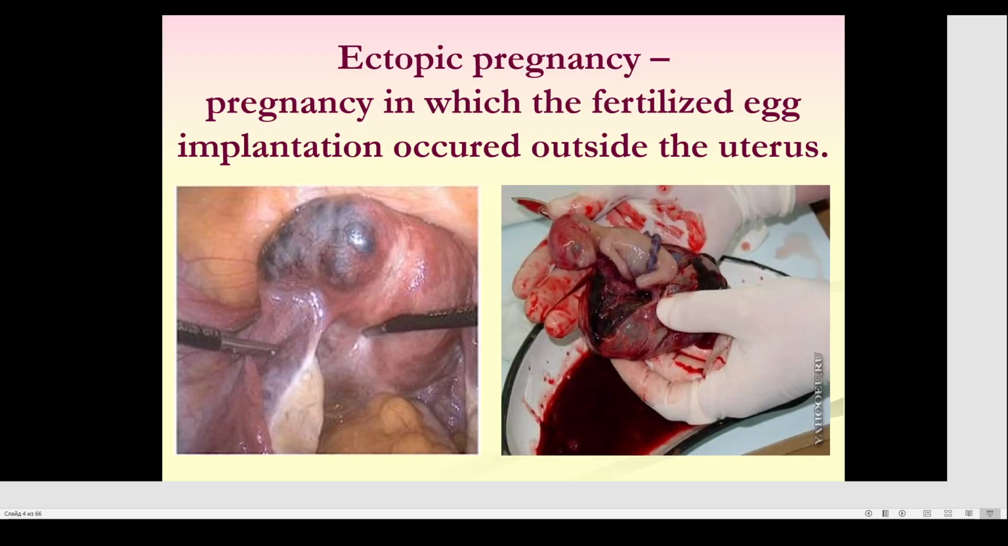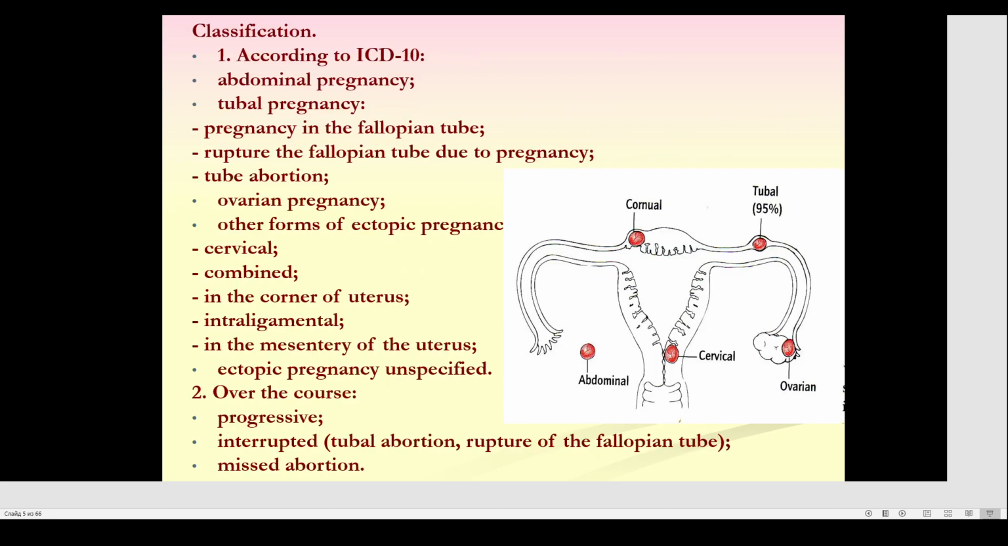We start from the fourth group, ectopic pregnancy. What is ectopic pregnancy? It is pregnancy in which the fertilized egg implantation occurred outside the uterine cavity. I pay attention: not only in the uterus, but outside the uterine cavity, because if implantation happens in the cervix, it will be ectopic pregnancy, but the cervix is part of the uterus.